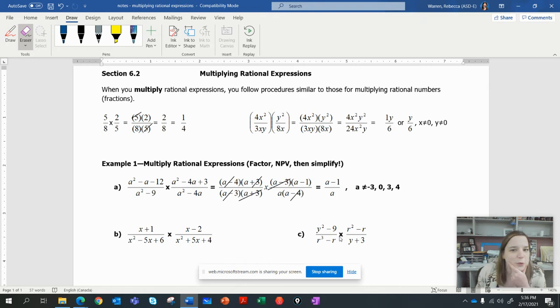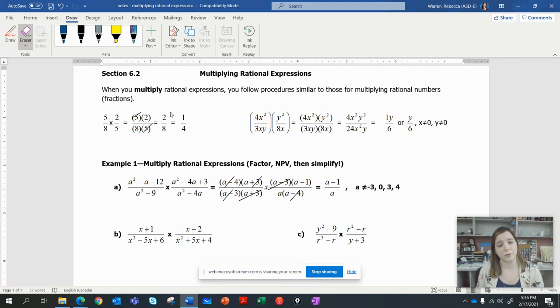Similar to fractions, if you remember, multiplying fractions is probably one of the easiest things that you could do with fractions. I feel similarly about rational expressions. I find multiplying rational expressions to be one of the easier things you will do. So good news there.